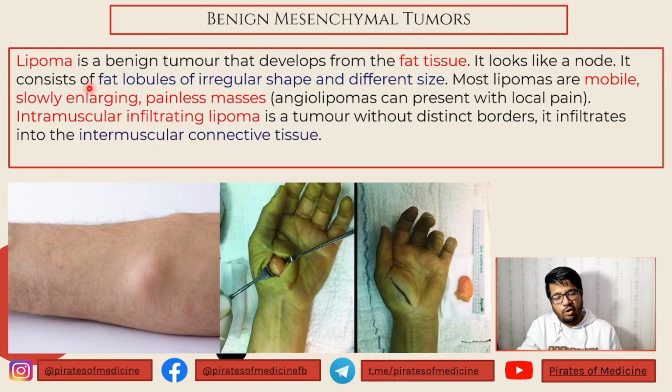It consists of fat lobules of irregular shape and different sizes. Most lipomas are mobile, they slowly enlarge and they are painless. And intramuscular infiltrating lipoma is a tumor without distinct borders. It invades into the intermuscular connective tissue, which actually was seen in our patient in the previous question.